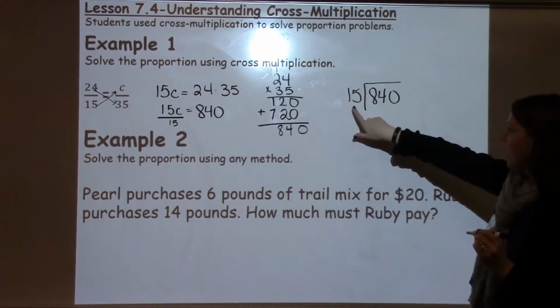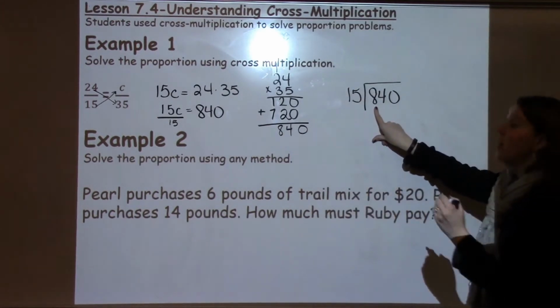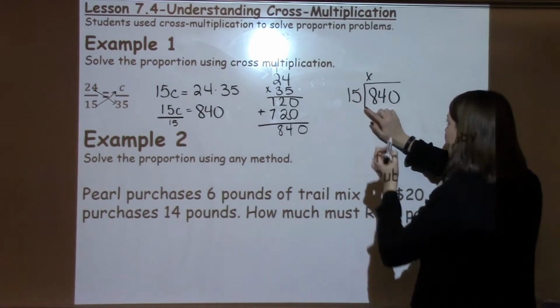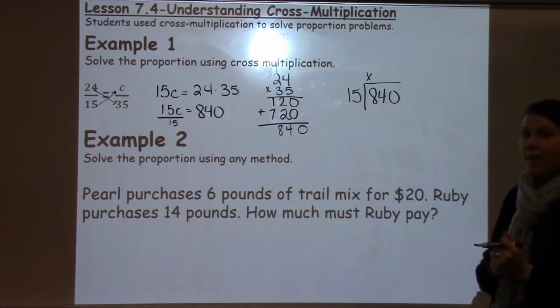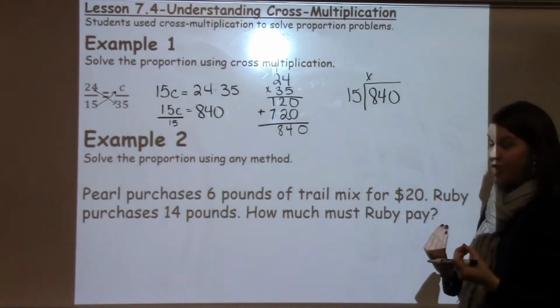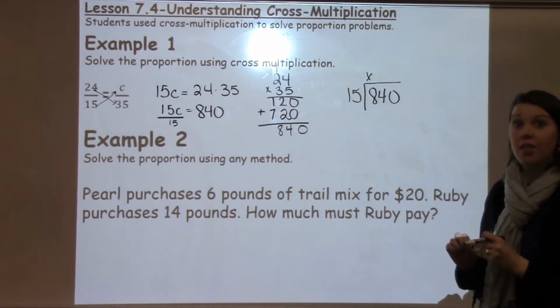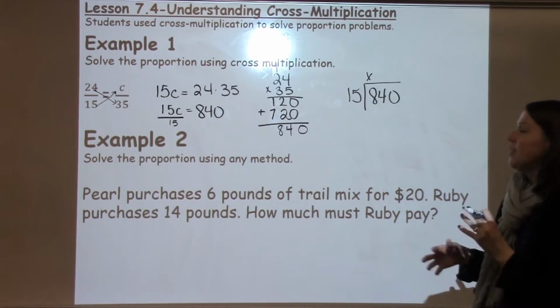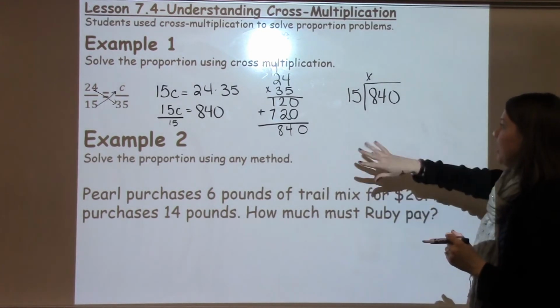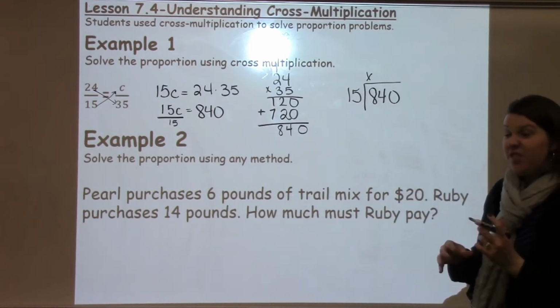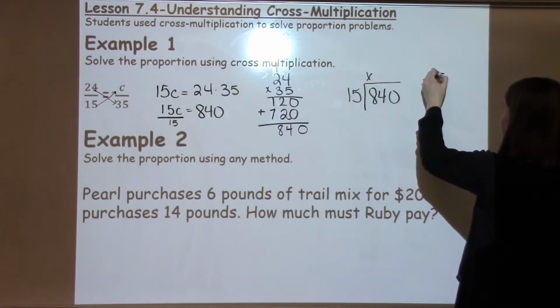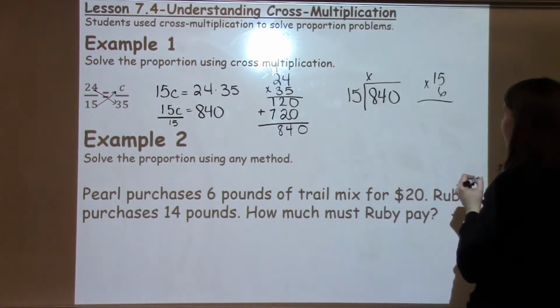When I'm looking at this problem, I need to think how many 15s are there in 8? There aren't any. How many 15s are there in 84? Well, I'm going to use a little bit of my guess and check strategy to figure this out. I'm going to think about 15 plus 15 is 30. So I know 30 plus 30 is 60. So I know I'm going to need to be at least in the 5 or 6 range for my first guess and check. So I'm going to take 15 times 6 to start off my math thinking.